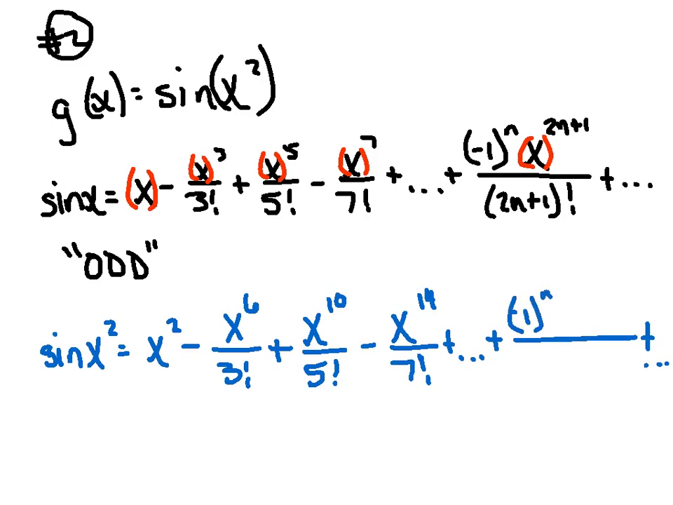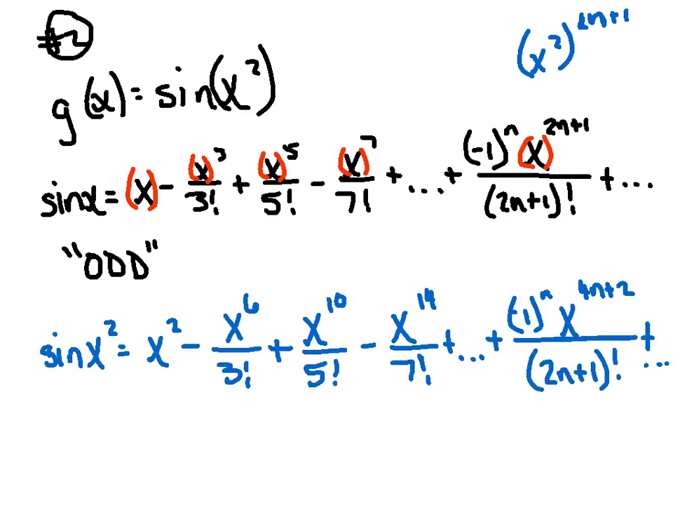-1 to the nth power. Let's see. Now, if I substitute an x squared and then raise it to the 2n plus 1 power, I've got to distribute that 2 all the way through, and I'm going to get x to the 4n plus 2 power. Okay, make sure we got 4n plus 2. But again, the denominator, just like all the other denominators, remains unchanged, and that is our answer for sine of x squared.